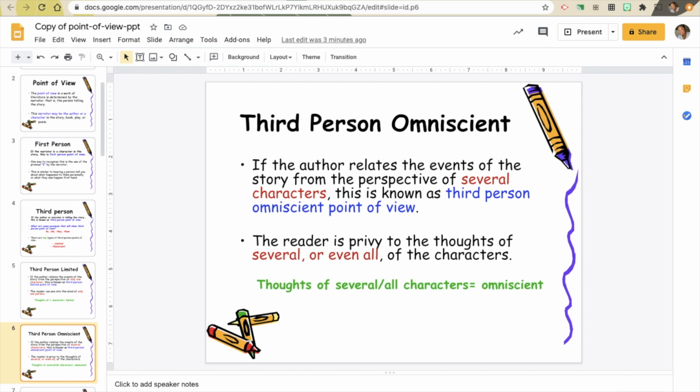Third person omniscient. If the author relates the events of the story from the perspective of several characters, this is known as omniscient point of view. The reader is able to see all thoughts of all characters.